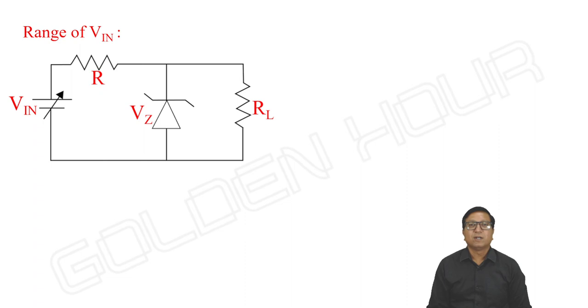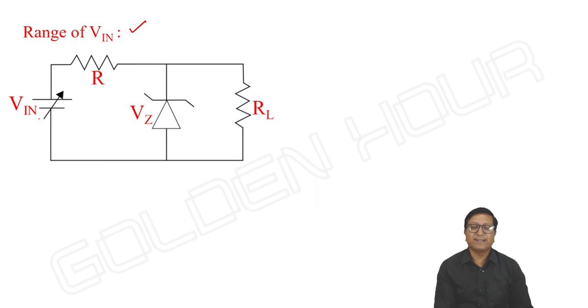In the previous lecture, we have gone through the characteristics of the Zener diode and how a regulator circuit looks like, and some basic level problems. Now, let us have a look at the various cases in the design of a voltage regulator circuit using Zener diode. The first case is the range of input.